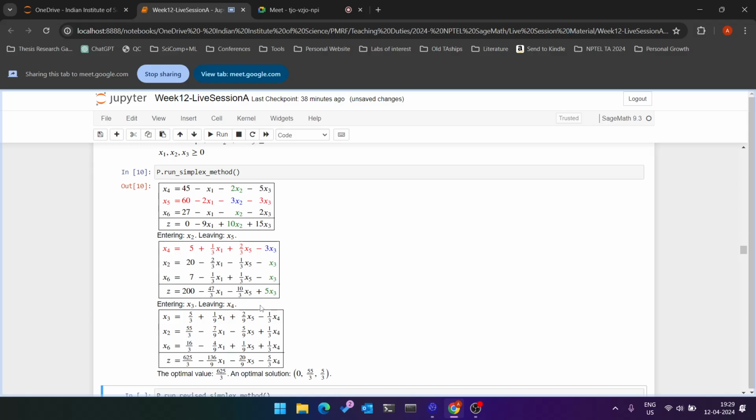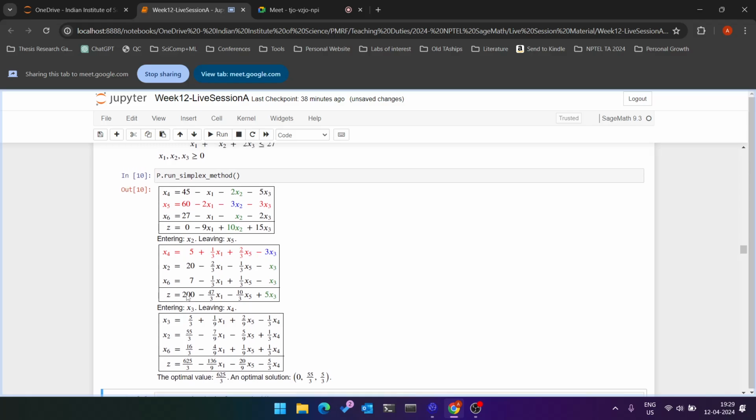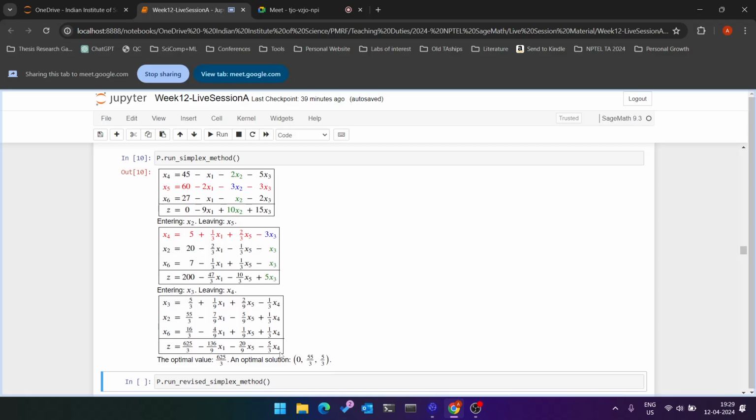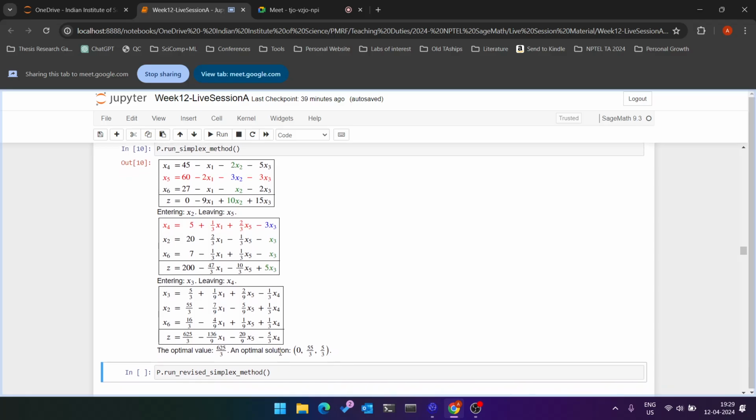So for the plus 5, we choose the first equation x4, rearrange the equation to write things in terms of x3, and then plug this back into my original expression. So from this what we obtain is basically z is 625 by 3 minus 136 by 9x1 minus 20 by 9x5 minus 5 by 3x4. So this is an optimal solution when x1, x5, x4 are all 0. Plugging those in, you get x2 as 55 by 3 and x3 as 5 by 3. So that is how we obtain our solution using the simplex method.